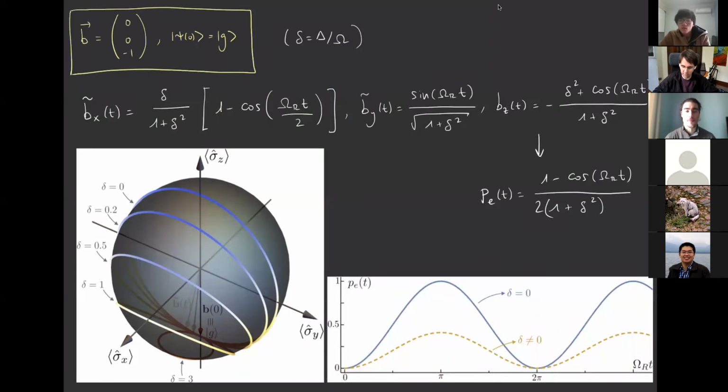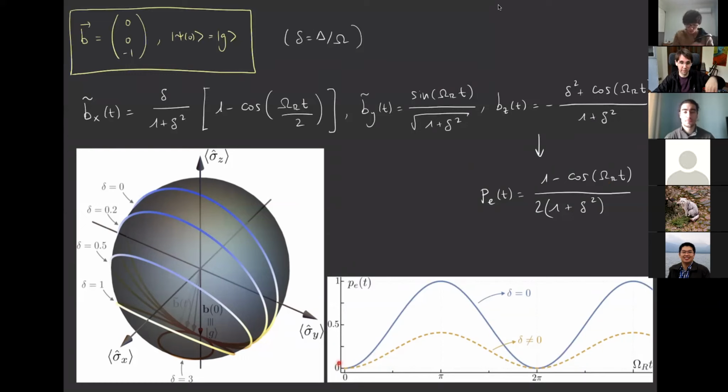This is now very simple to see, because we have this expression here, and what this expression tells you is the following. Here I am plotting the excited state probability as a function of time, normalized to omega r. So this is omega r t, which is the time dependence that appears in the cosine. Of course, as a function of omega r t, we always have some kind of periodic behavior because this is a cosine.